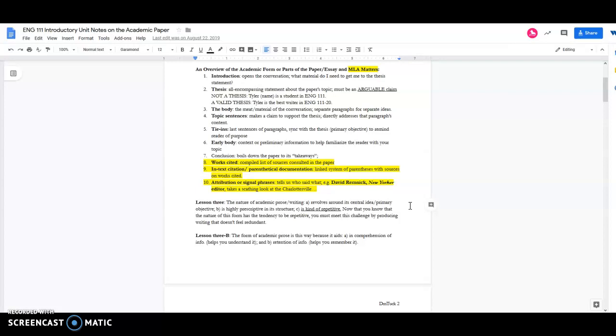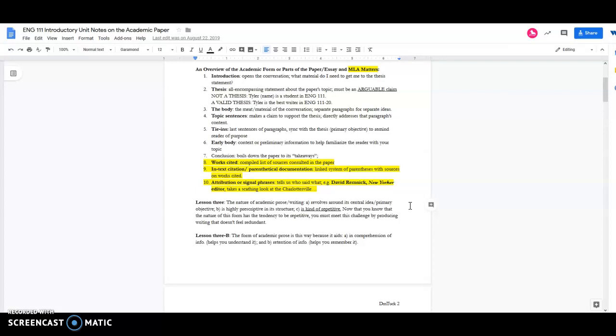Number 1, the introduction is the first paragraph. It opens the discussion. And what material do I need to get me to the thesis statement is a question I tend to ask myself when I'm writing an introduction. We're going to talk more about that on the next page. So I'm going to just keep rolling through these. Number 2, your thesis statement is an all-encompassing statement about the paper's topic. It should make an arguable claim, because a statement of fact doesn't need discussion.